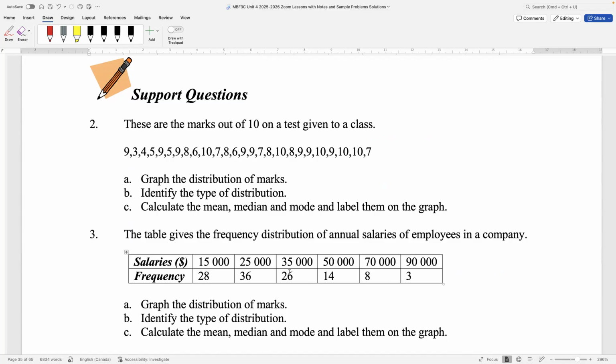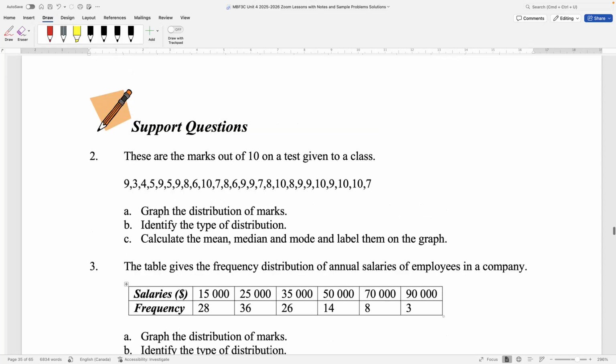And then this table here gives you the frequency distribution of annual salaries of employees in a company. So there are 28 people making $15,000, 36 people making $25,000, and so on. Graph the distribution of the marks. That wouldn't be that, that would be of the annual salaries, it should say. Let's make that correction now. Annual salaries.